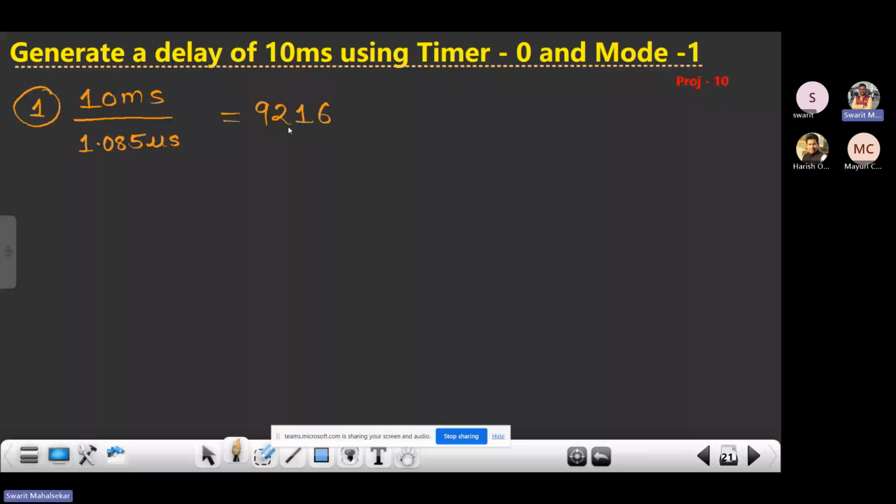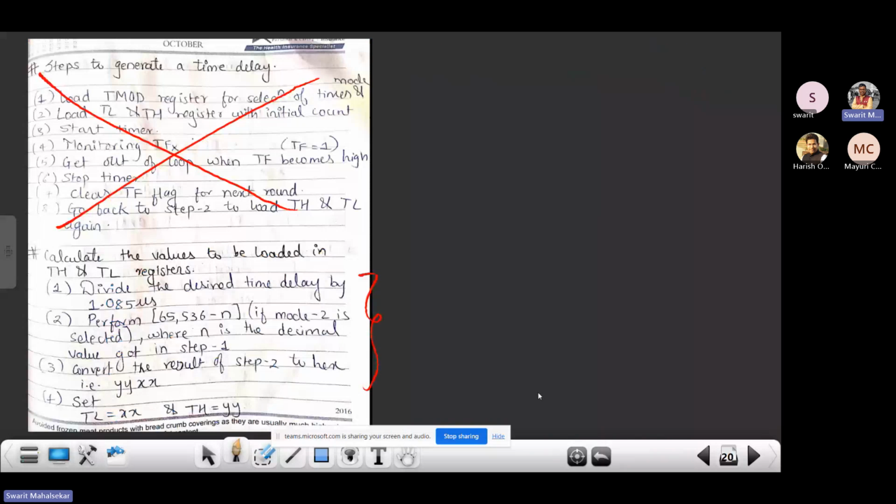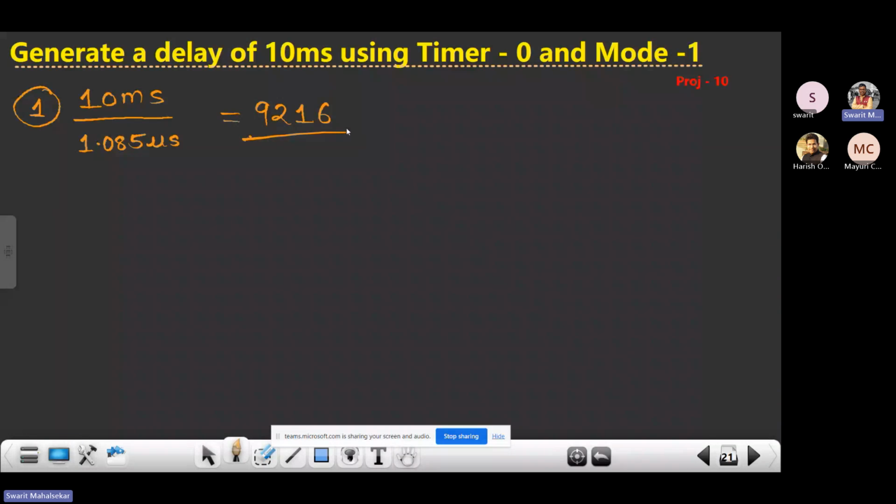Okay. Now we need to focus upon the second step, and it states that perform this particular operation, that is 65,536 minus n. What is n, by the way? Where n is the decimal value which you got from step 1. That means whatever the value that we got over here, in our case it is 9216. So we need to subtract it from 65536.